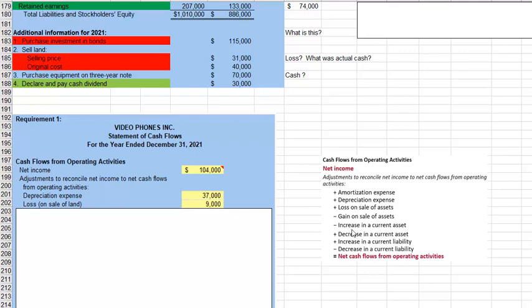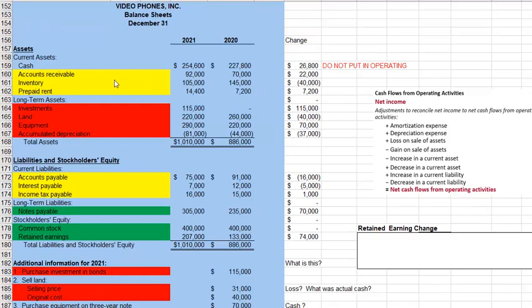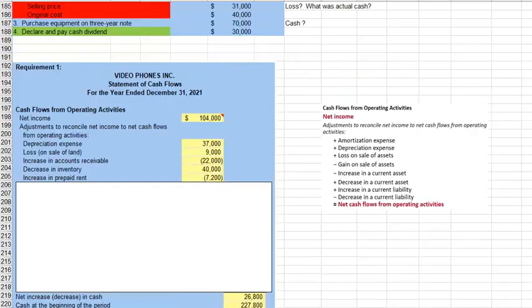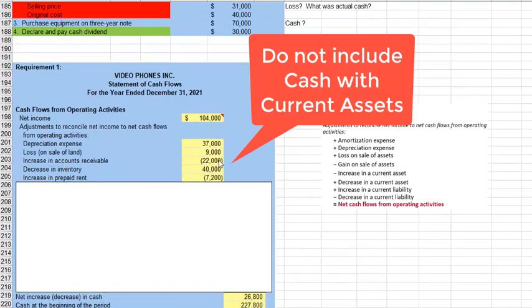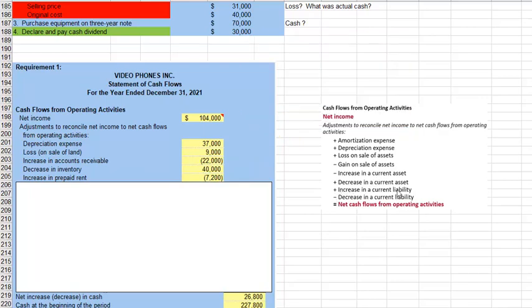Next, we're going to subtract any increases in current assets and add back any decreases in current assets. Let's note what we need to do next to these. Accounts receivable is increasing by $22,000. We need to subtract. Inventory is decreasing by $40,000. This is a decrease in a current asset. We will add. Prepaid rent is increasing. Increase in a current asset is going to be subtracted. We have now updated this. Subtract, add, subtract.